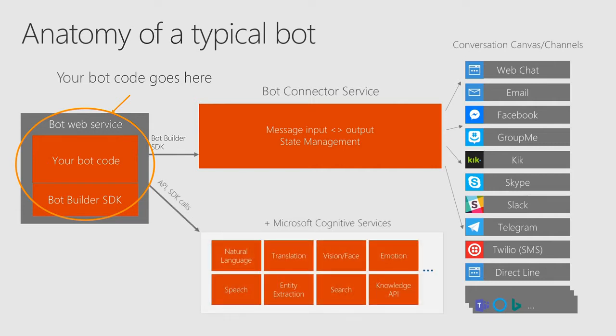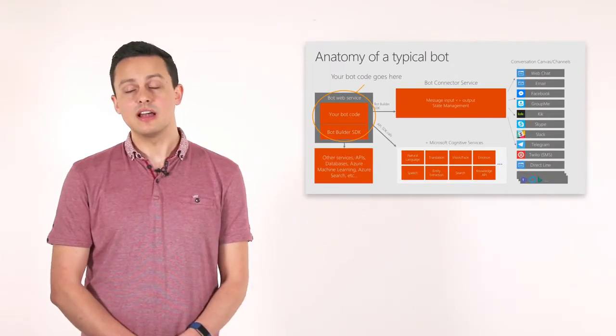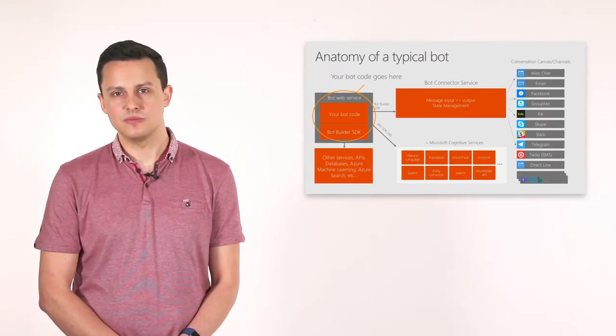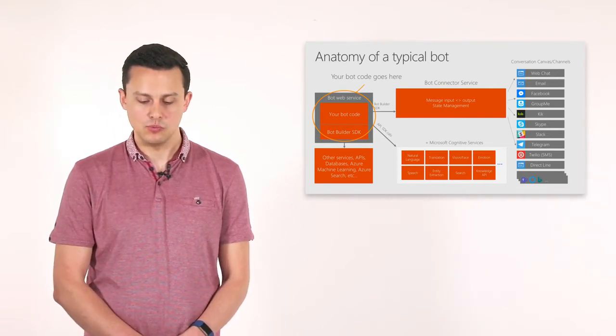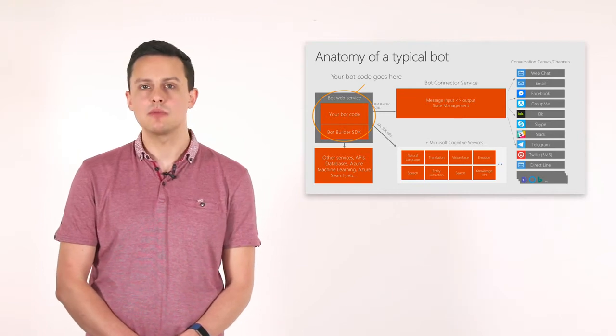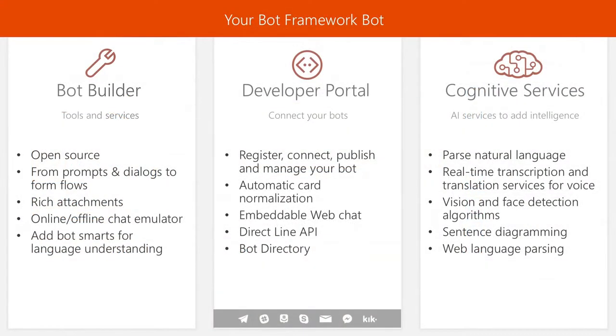Now, to make our bot more interesting, whether it's to process natural language or to understand an image, we can rely on the Microsoft Cognitive Services. A number of these are integrated directly into the Bot Builder SDK. And then finally, we're likely to require other platform services, which makes Azure an ideal place to host our application with its databases, machine learning capabilities, search, and more. So they're the key components of the bot framework.